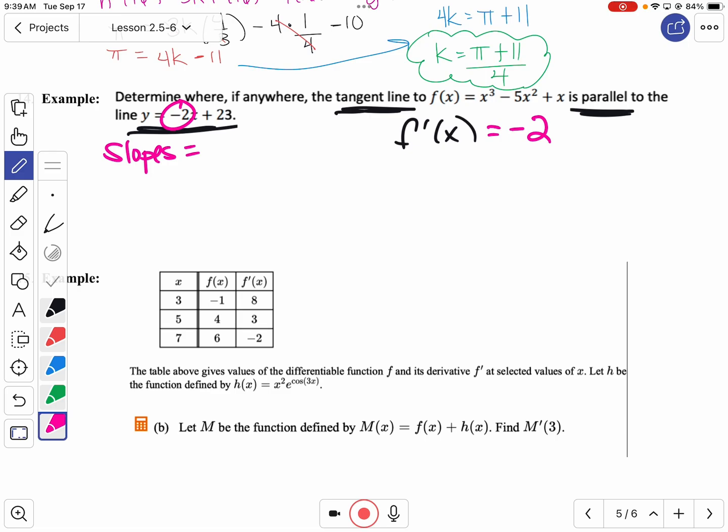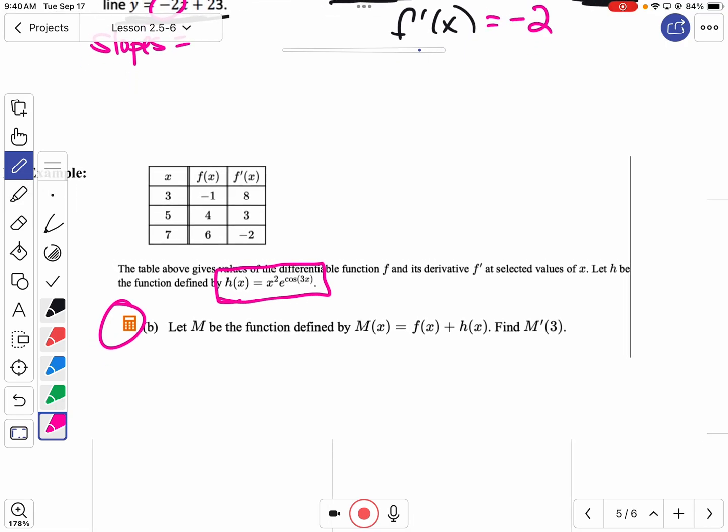Notice what icon is by B. It's a calculator question. Part of it, you're going to need the calculator for. Because if we look, it says let h, here's my table for f of x, but here's the function for h of x. Look at that bad boy. He's not a power function. We don't know how to do him yet. We'll be able to do him by hand, but we're not quite ready.